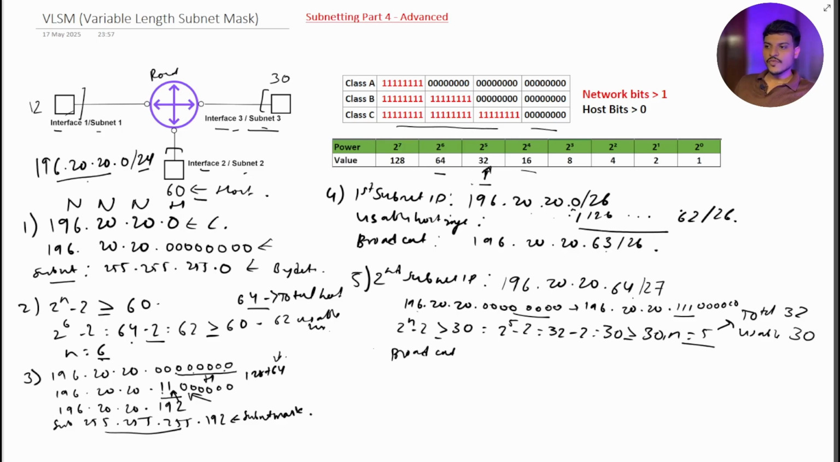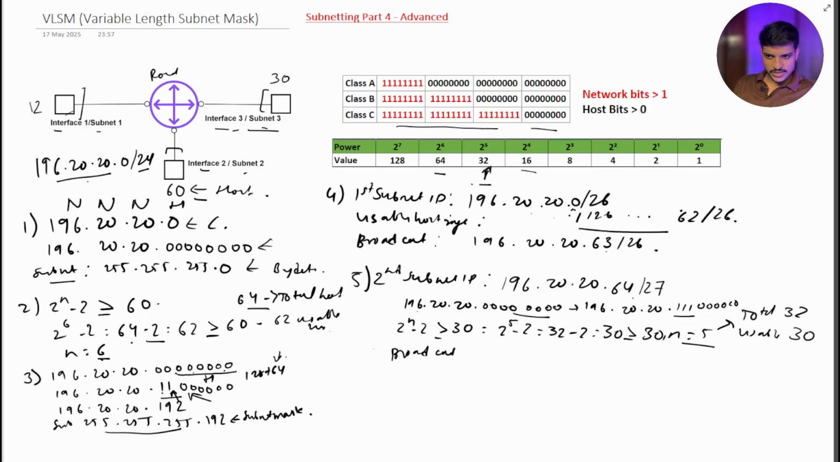Now, what will be our broadcast IP? It will be the 32nd next address, including this 64. We can either calculate manually, or if the numbers are too long, we can find the next subnet ID. So what will be our next subnet ID? It will basically be the value of the first bit that is given from host to network.